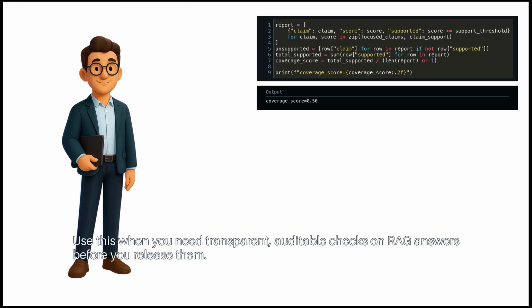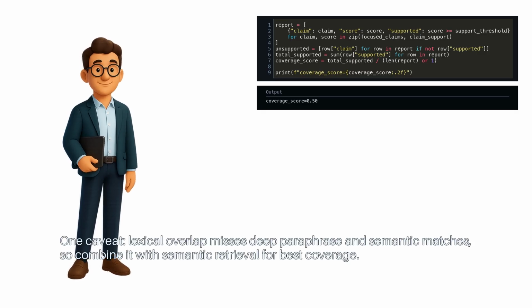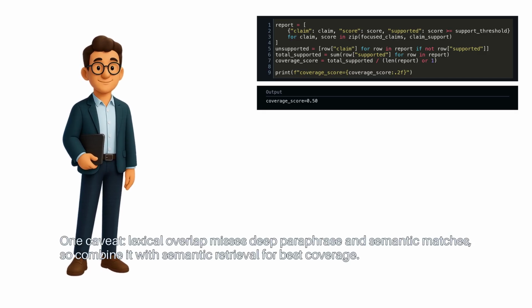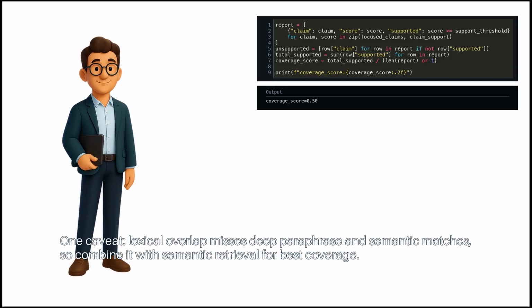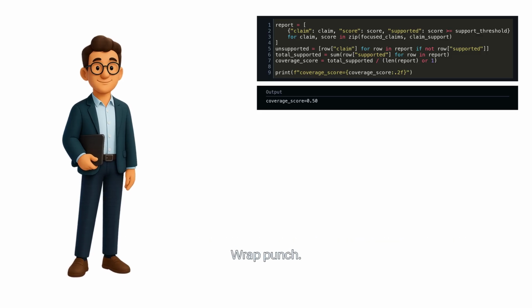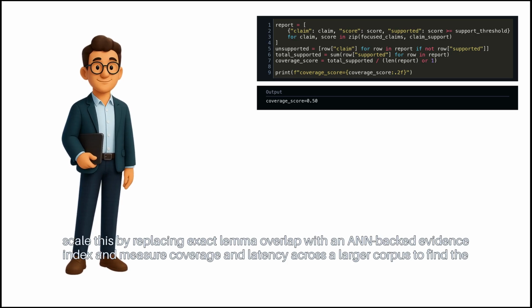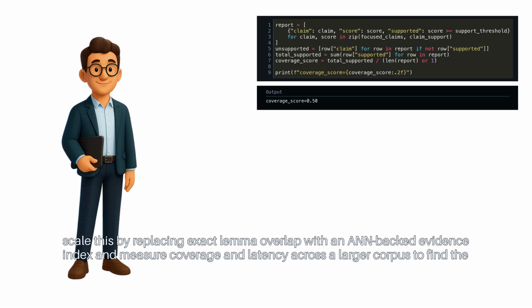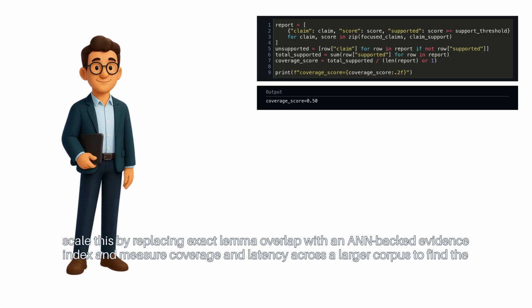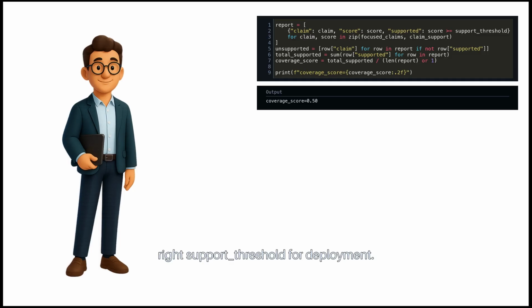Use this when you need transparent, auditable checks on RAG answers before you release them. One caveat: lexical overlap misses deep paraphrase and semantic matches, so combine it with semantic retrieval for best coverage. Next step: scale this by replacing exact lemma overlap with an ANN-backed evidence index, and measure coverage and latency across a larger corpus to find the right support threshold for deployment.